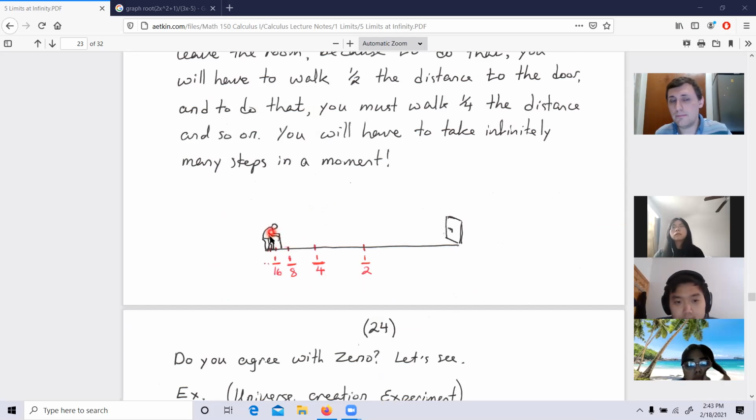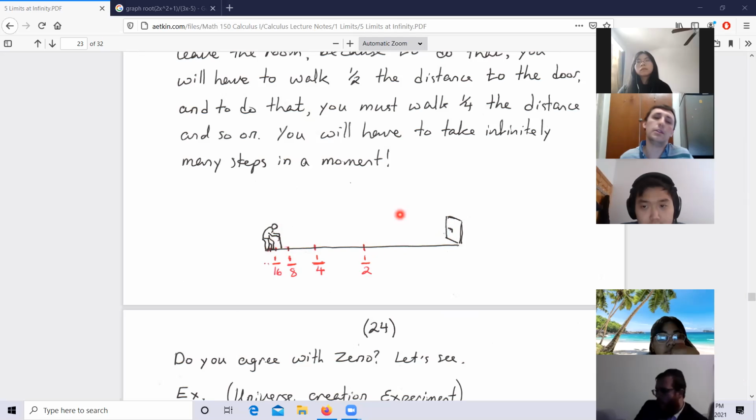Right here you are, guys, and you're trying to leave my classroom. You want to get to the door, but to get to the door you have to get halfway the distance. Do you agree? But to get to the half distance, you have to go through half of that. But to go through half of that, you have to go through half of that. In other words, to 1/8 the distance, and then half of that, and then half of that, and half of that, which means that with every single step you take, you should be taking infinitely many steps. And how can you do that? So therefore, you cannot leave the room.